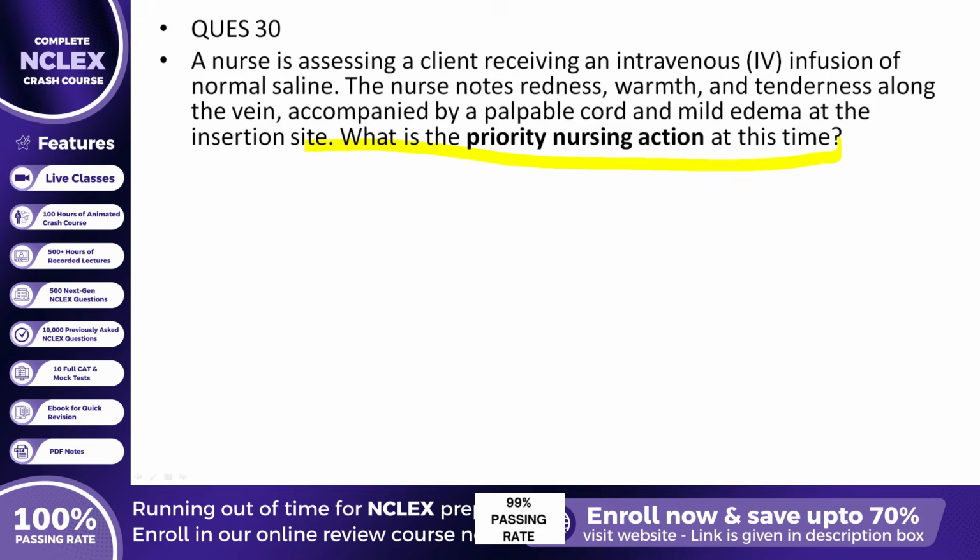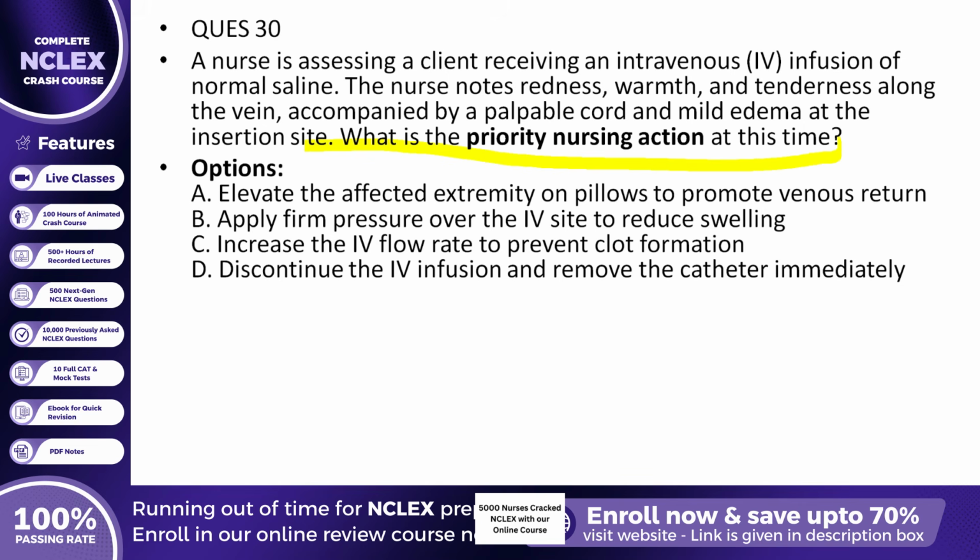Here are the options to consider. Option A is to elevate the affected extremity on pillows to promote venous return. Option B suggests applying firm pressure over the IV site to reduce swelling. Option C proposes increasing the IV flow rate to prevent clot formation. Option D recommends discontinuing the IV infusion and removing the catheter immediately.